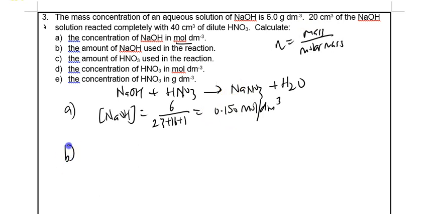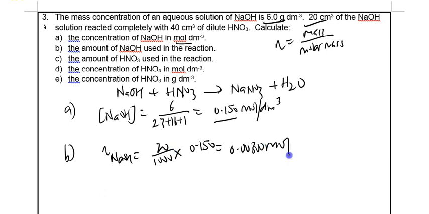Part B, what is the amount of NaOH used in the reaction? So this is again a simple question. I use 20 cm cube NaOH, and it reacts completely with 40 cm cube of dilute HNO3. So what is the amount of NaOH used in the reaction? The amount is simply volume times concentration, and I get 0.00300 moles of NaOH used.